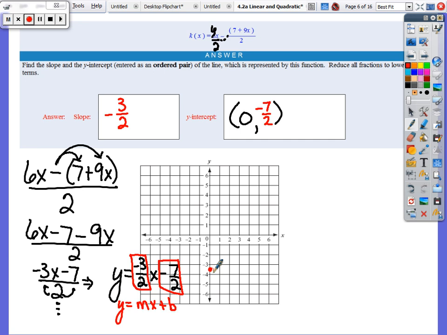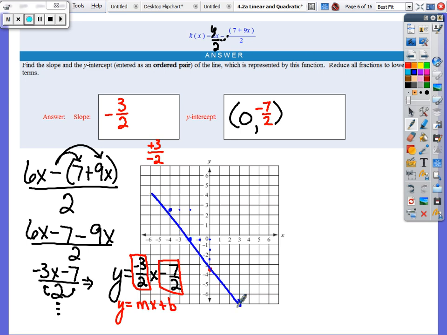From that dot, I'm going to execute a negative 3 over 2 slope. Now, negative slopes mean downhill, left to right. So when I go up 3, I'm going to go to the left 2. That's still negative 3 halves. Okay, let's put it in a different color here so you can see it. So I'm going to go 1, 2, 3, and then to the left 2. 1, 2. And there we go. Put a dot. And if you notice, our dots line up really well.